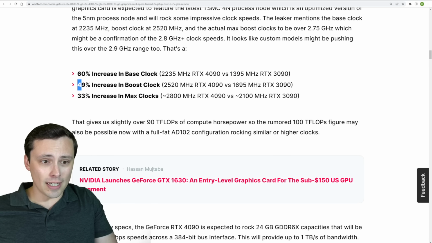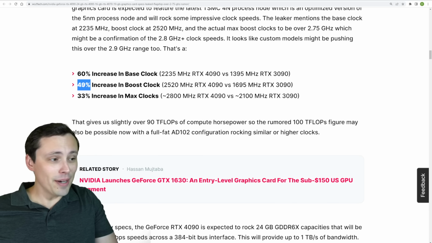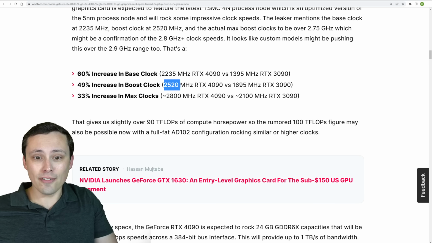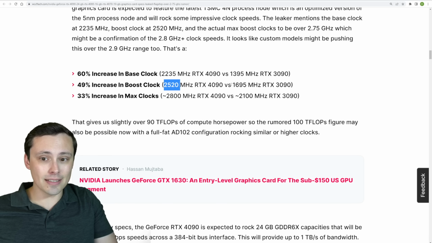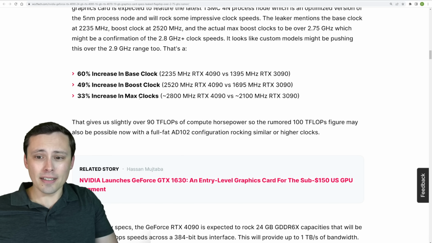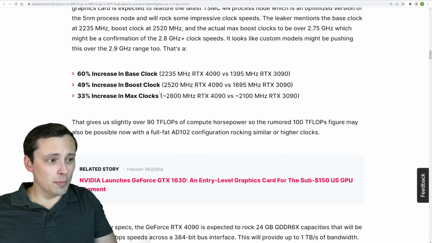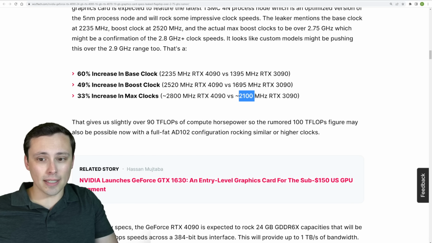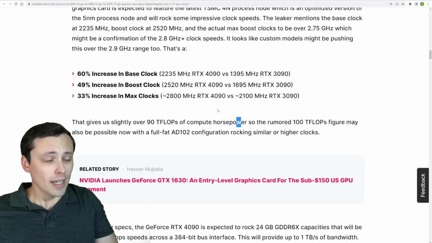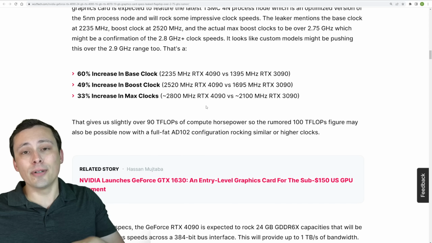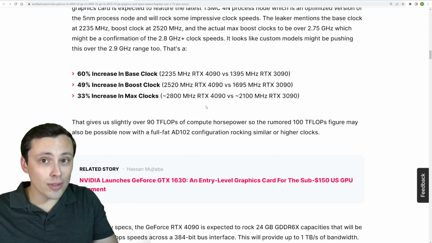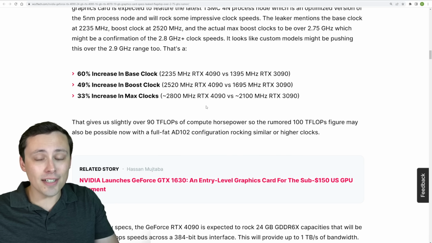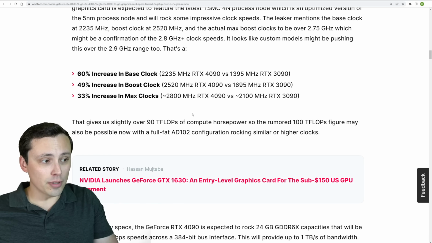Now the boost clocks are boosting by about 49%, going up to 2520 from the 3090's 1695. And there's a rumored max clock speed getting close to 2800 megahertz for the 4090, whereas the RTX 3090 would usually max out around 2100. So we're seeing that not only are we going to have a bunch more CUDA cores, but these are going to be clocked much higher. And so overall, this should lead to some massive performance.